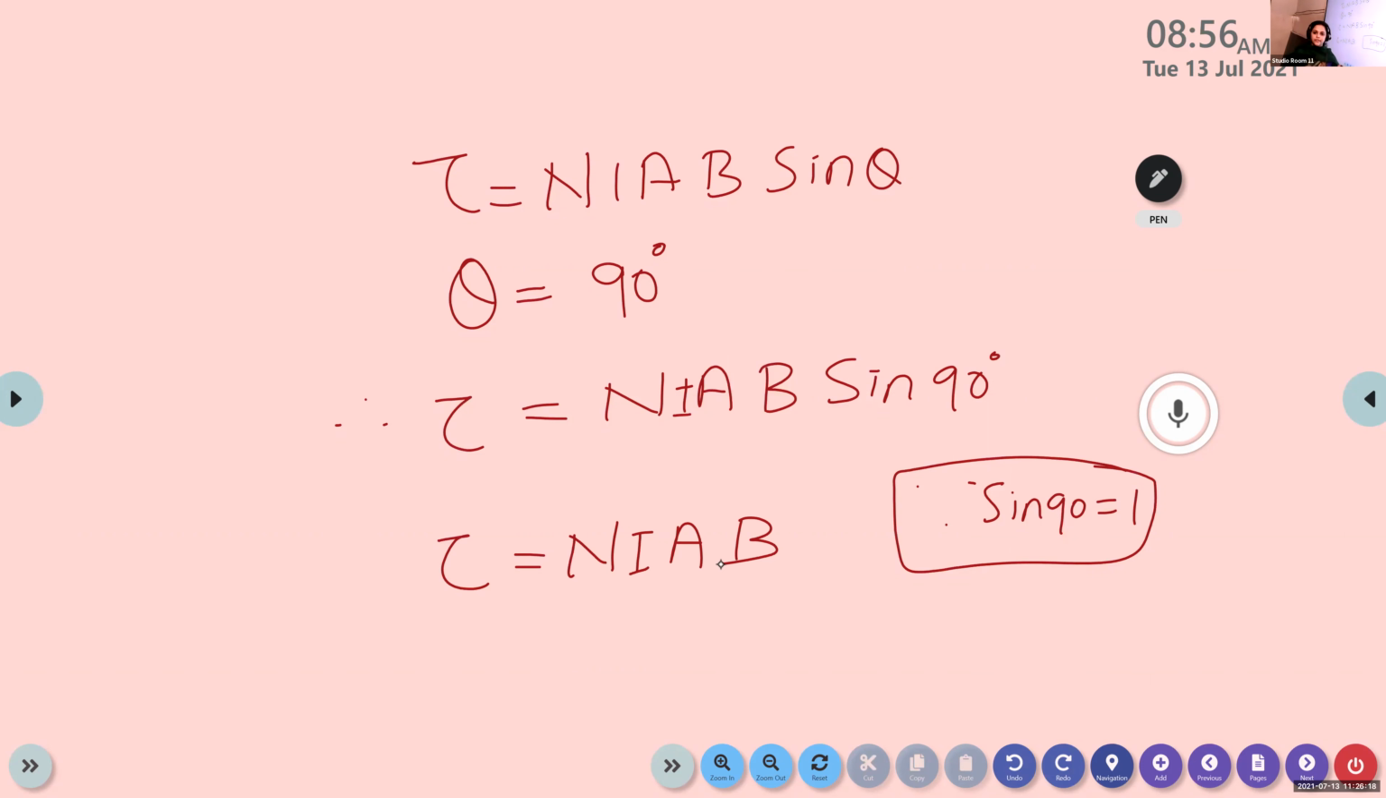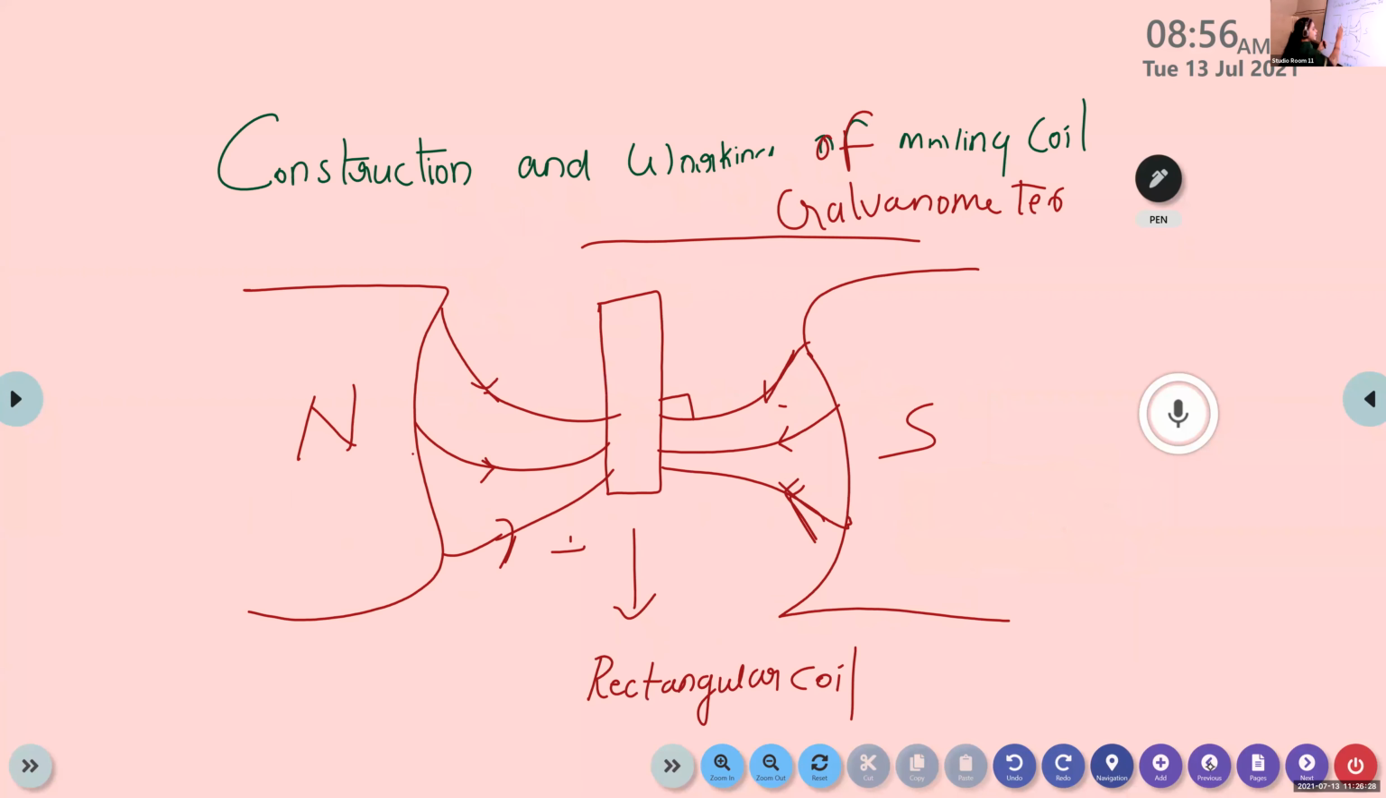Is there any doubt regarding the angle? Any doubt? Once again, I explain. Initially our rectangular coil is along the same direction as the magnetic field, so there is no angle between them. When we pass the current through this rectangular coil, it experiences a force and undergoes a rotation between the poles of the magnet. So it is rotated to this direction.